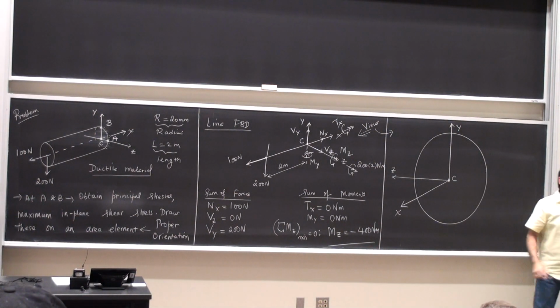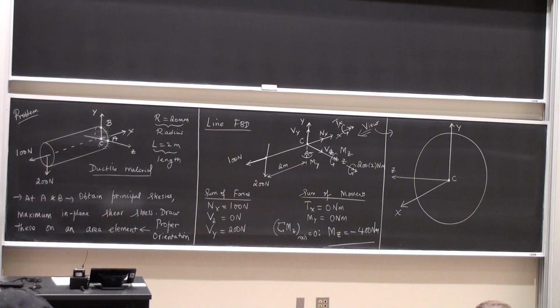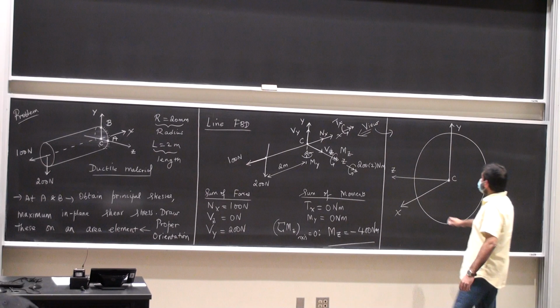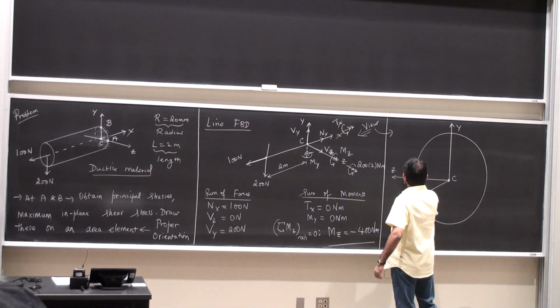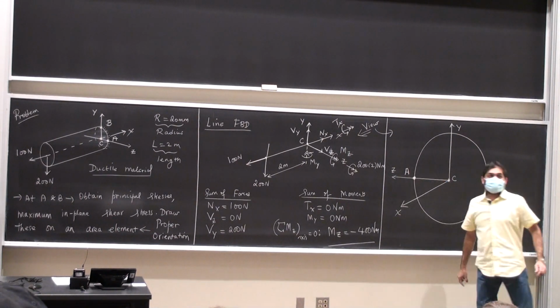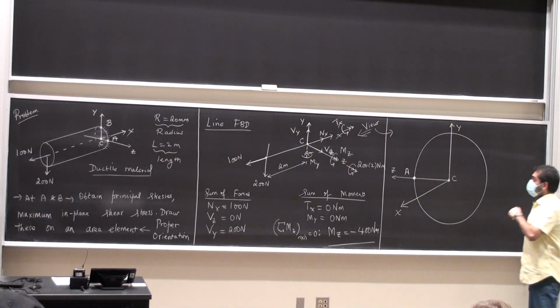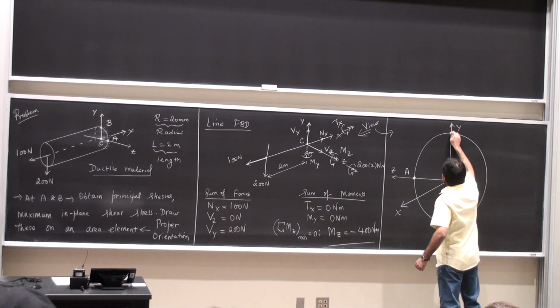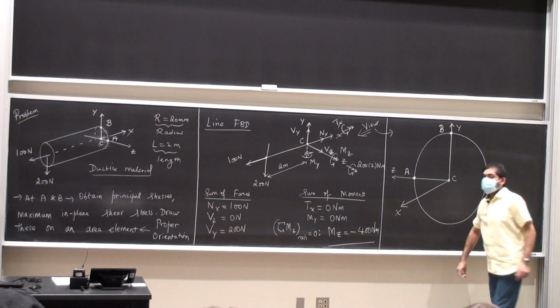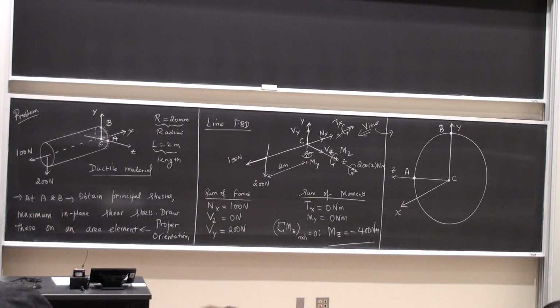This is the centroid C. Then my points of interest. The point A is along the positive z-axis, so here is my point A. And then I'm going to have point B at the outermost circumference right here. B. These are my points of interest.